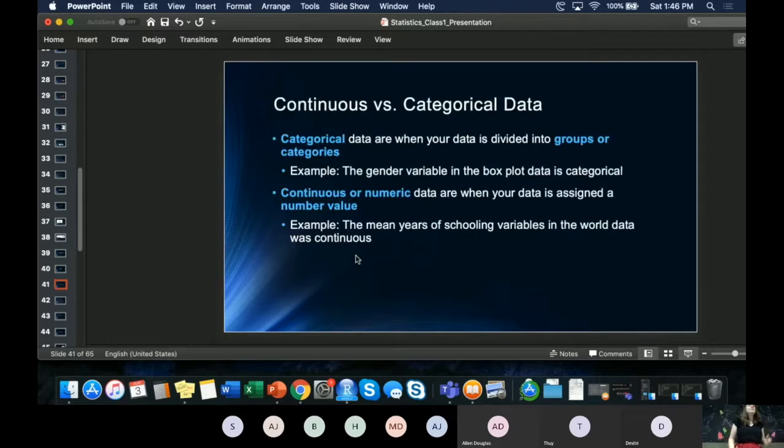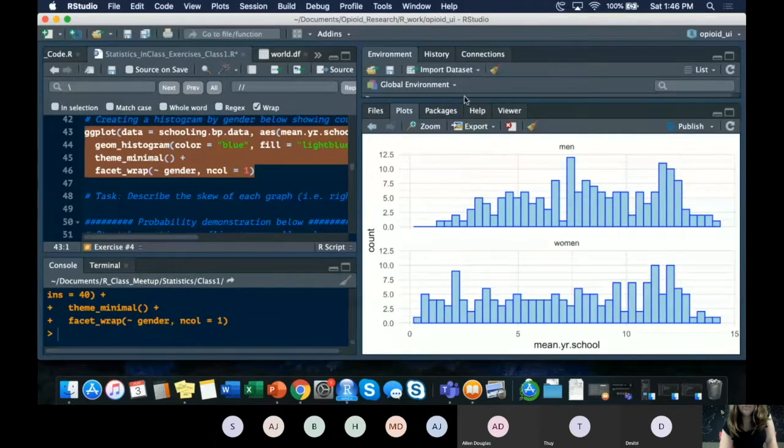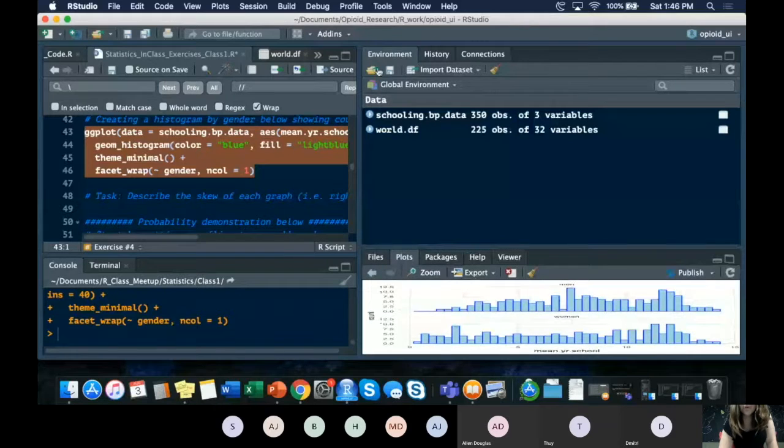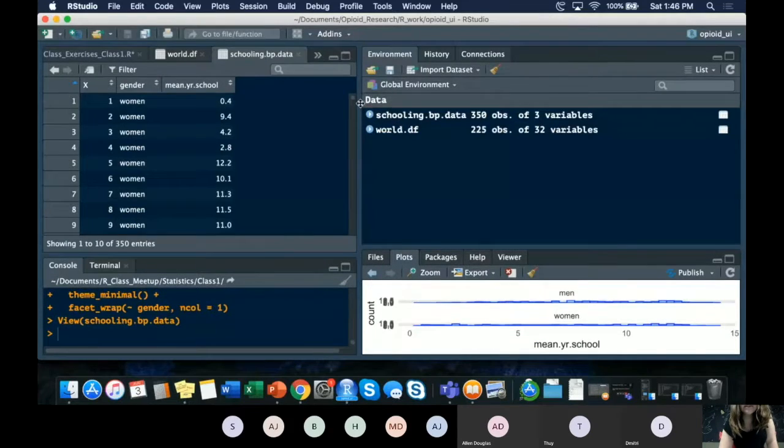Okay, if that was a little hard, this is really easy. So we have continuous versus categorical data. Continuous values are numerical or numeric. Those are the ones that we're going to see. And I'm going to show you, because it's easier when you see it.